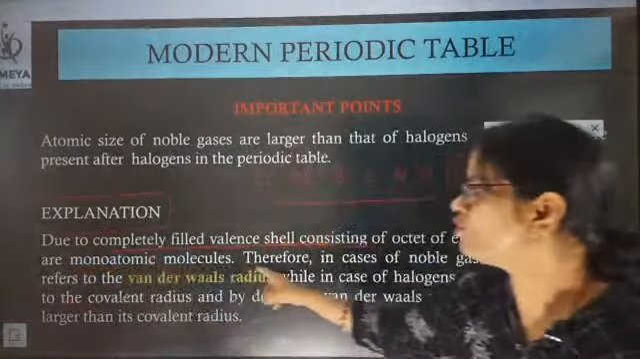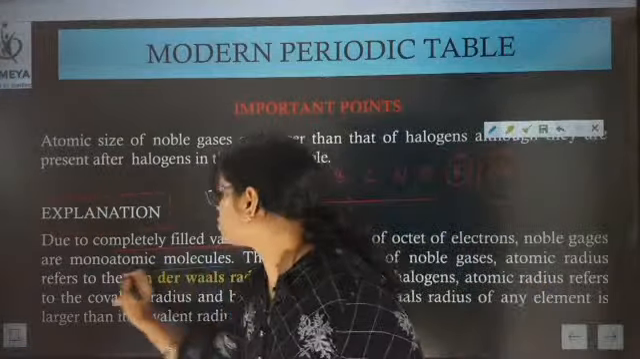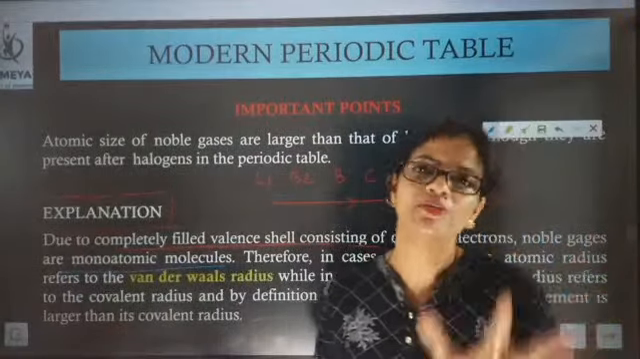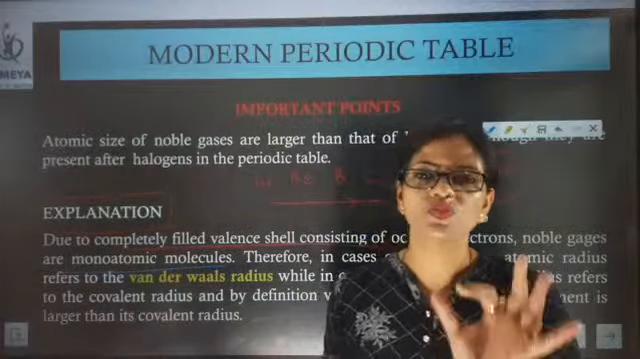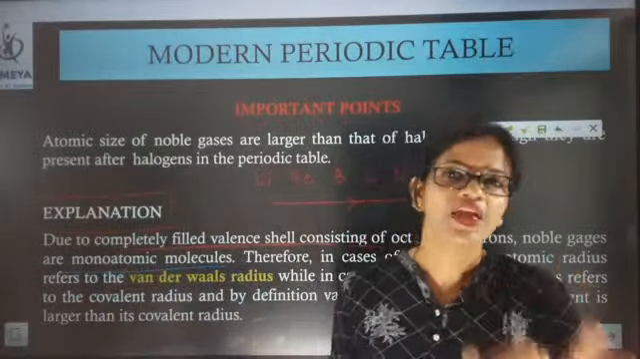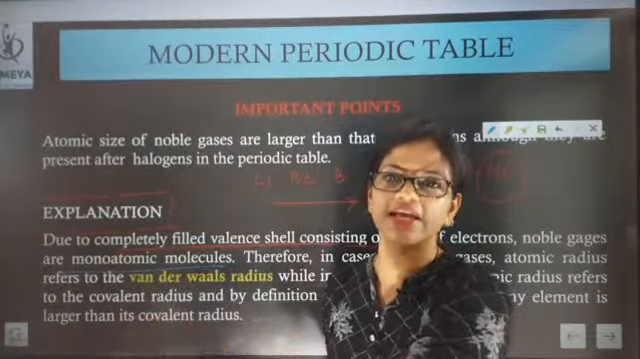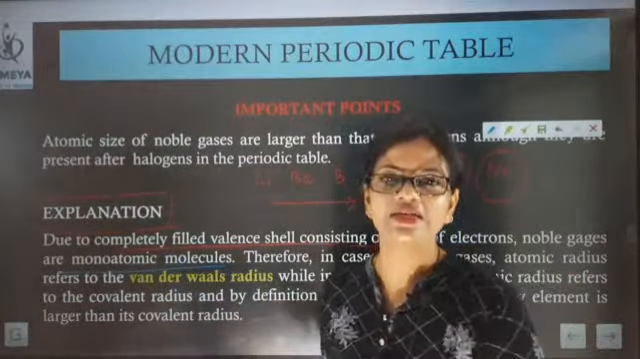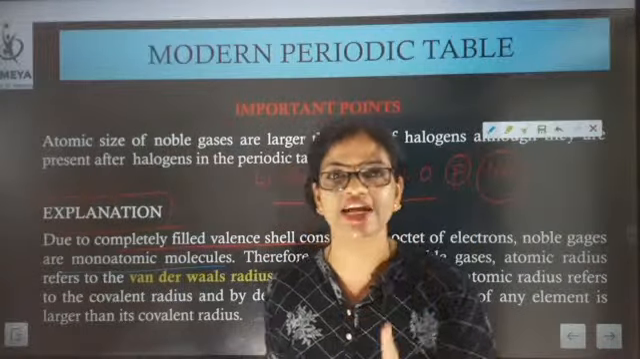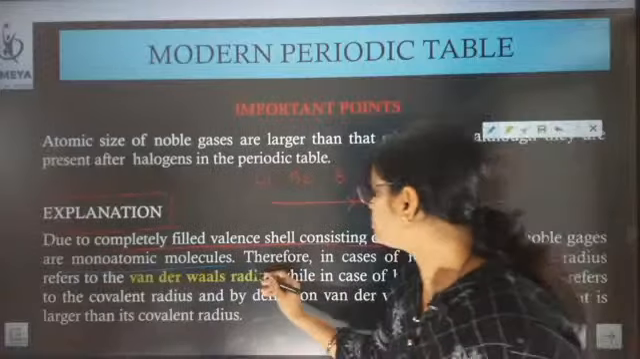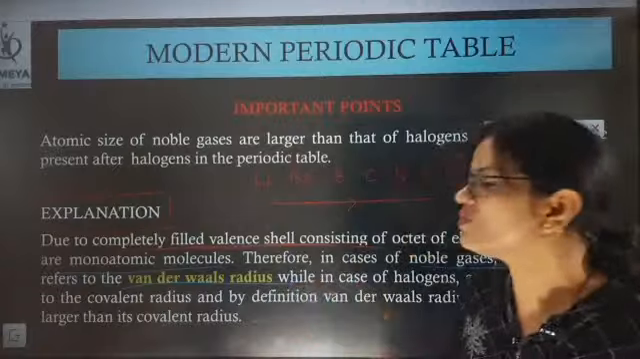You have to say monoatomic molecule. What type of molecules are monoatomic molecules? Those molecules which exist in nature in free state are called monoatomic molecules. Helium, neon, argon, krypton, xenon, radon, all these noble gases are monoatomic molecules. They can exist in nature in free state. This answer I want. So therefore, in the case of noble gases, atomic radius refers to van der Waals radius.